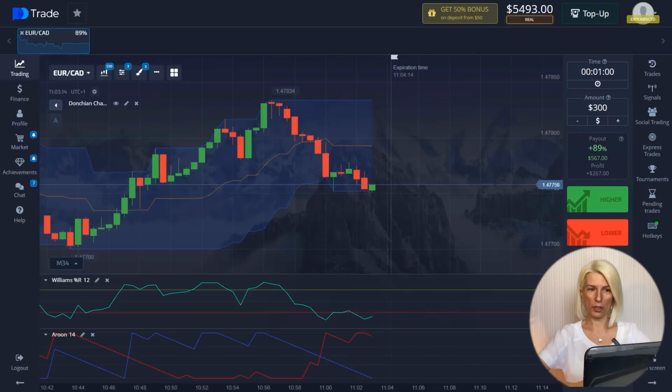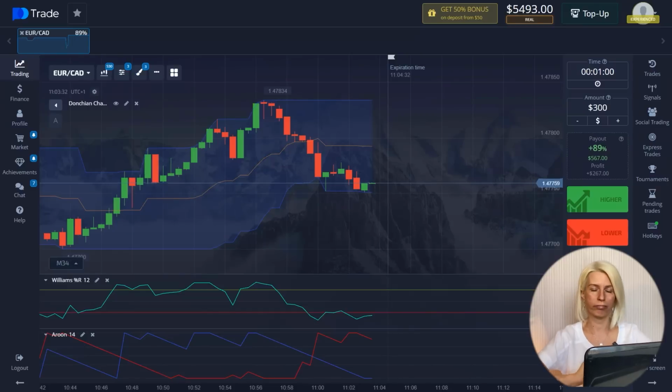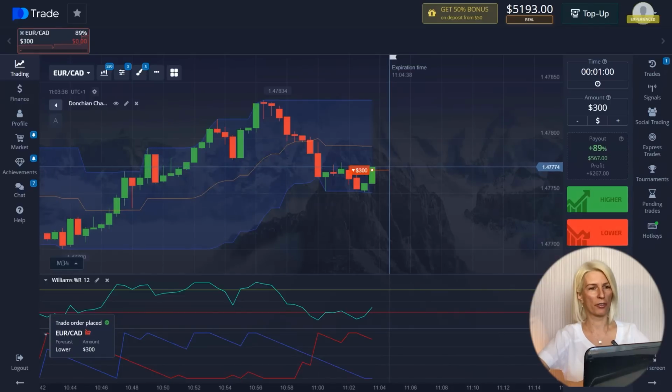What else you need to remember in independent trading is such a parameter as expiration time. If it's too short, you may not have enough time to get the right direction. If it's too long, then the price may move where we need, but then reverse. As a result, the trade will burn out. I have an expiration of 1 minute, and let's open another down trade with $300.